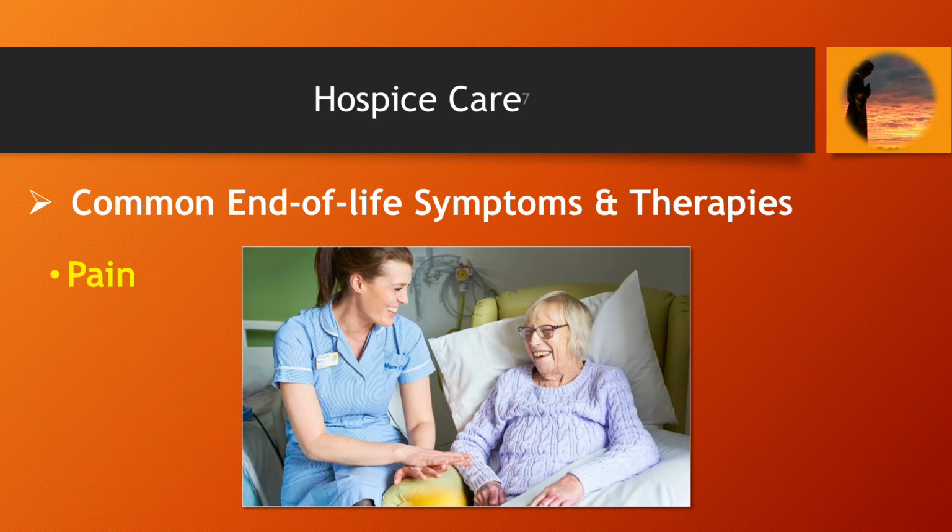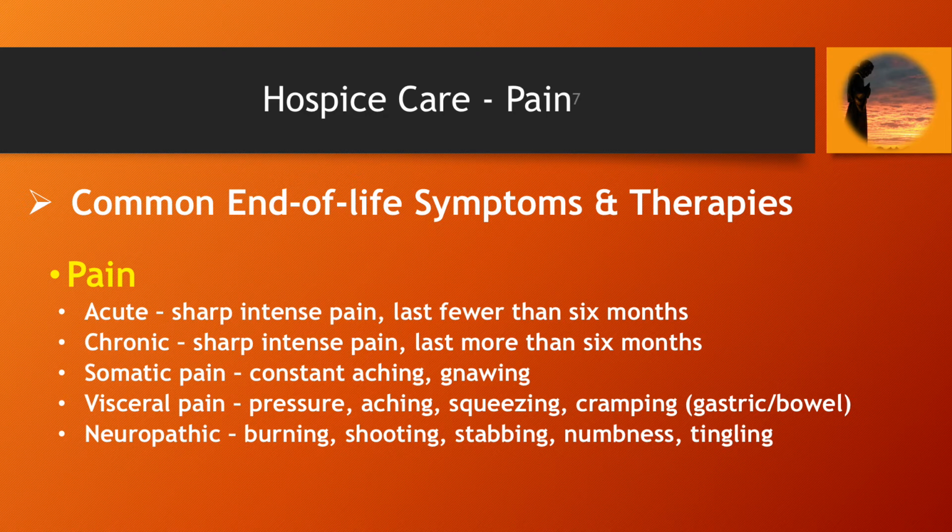Let's look at pain. Not all hospice patients experience pain, but when they do, we need to know what type of pain they're experiencing so the right therapies can be initiated. Pain can be divided into acute or chronic. Acute can be described as sharp, intense pain lasting fewer than 6 months, whereas chronic pain lasts more than 6 months. Somatic pain can be described as a constant dull aching, gnawing type pain.